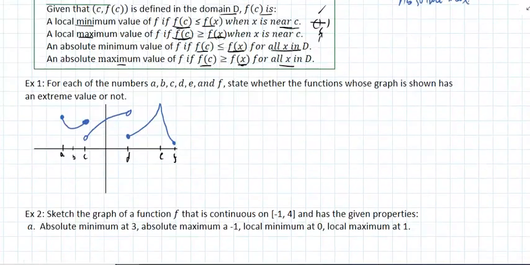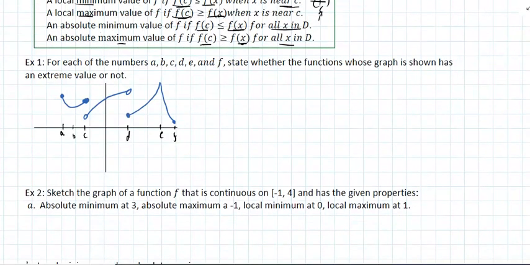So here's an example, example 1. For each of the numbers a, b, c, d, e, and f, state whether the function whose graph is given has an extreme value or not. Well, let's see. Actually, let's go that route. X equal a, I'll get to at the end. X equal b, we say local minimum.